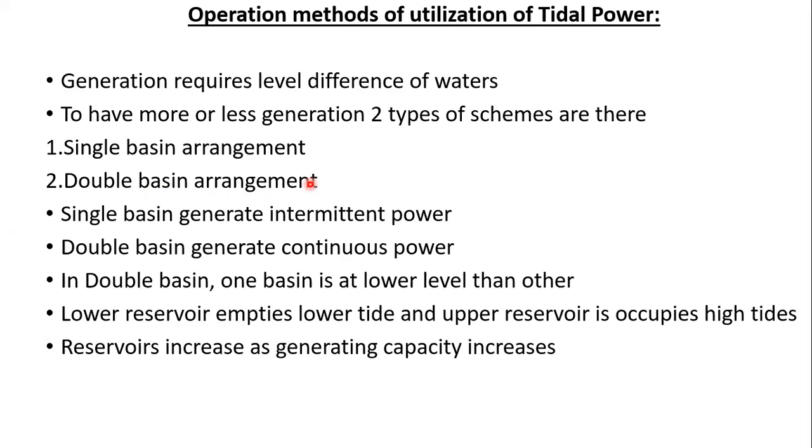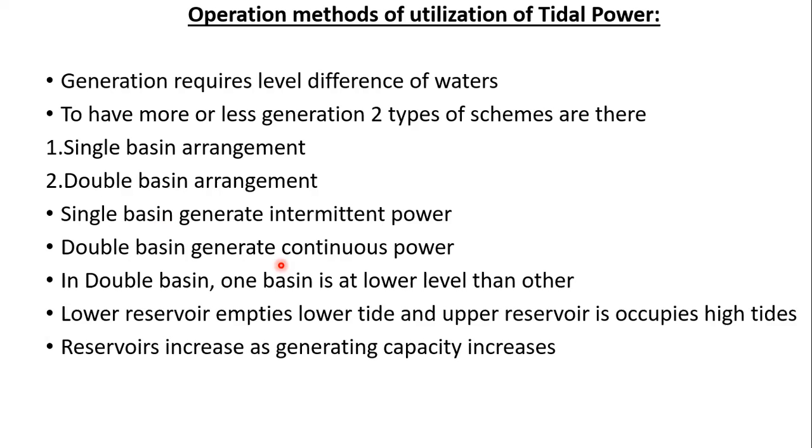Okay, so single basin schemes generate power only intermittently. Intermittent power is generated in this single basin because we cannot expect the tides. We can expect the tides, but the tidal rise level is low, and the operation is also low, so we can get only intermittent power from this single basin. But if you want to generate continuous power, we have to opt for the double basin generator only, which is more advantageous than the single basin. The drawback of the double basin is that it has more extensive civil works.